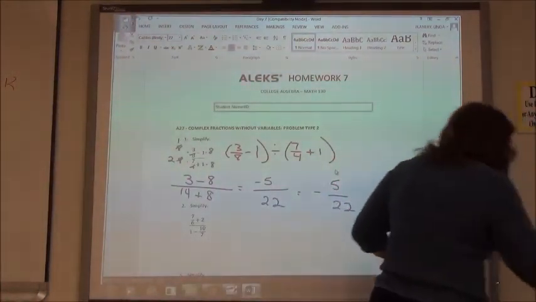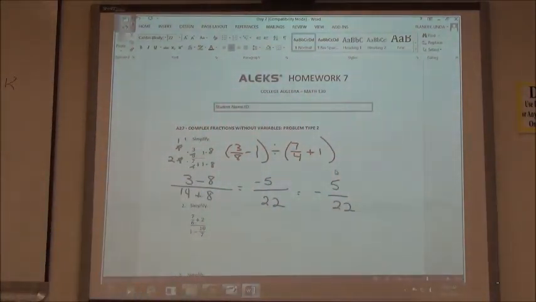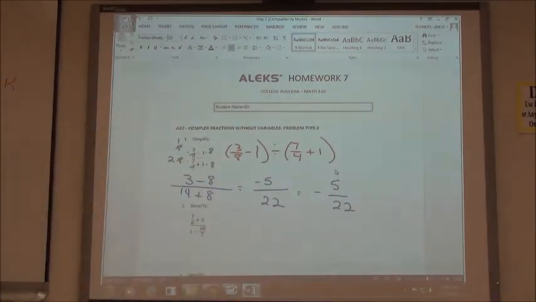So, I did it on my paper, going to check it with my calculator. This is how I want to type it in. Start with the parentheses. 3 fraction eighths minus 1. Close the parentheses since I'm done with the top. Divided by parentheses 7 fraction fourths plus 1. Close my parentheses. Now, what shows up on your calculator?